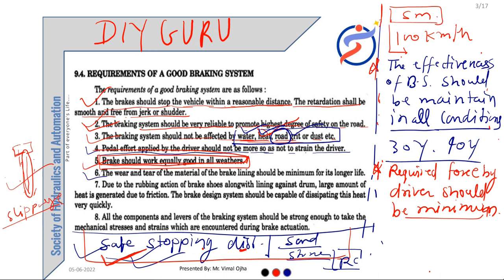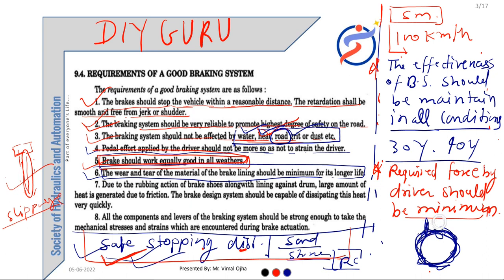Point number 6: the wear and tear of the material of brake linings should be minimum, with longer life. See, the selection of material for a brake or a clutch should be very good. Due to the friction, a large amount of heat is generated. Suppose this one is the disc. Because of friction, a huge amount of heat is generated here. So the material should be very good.